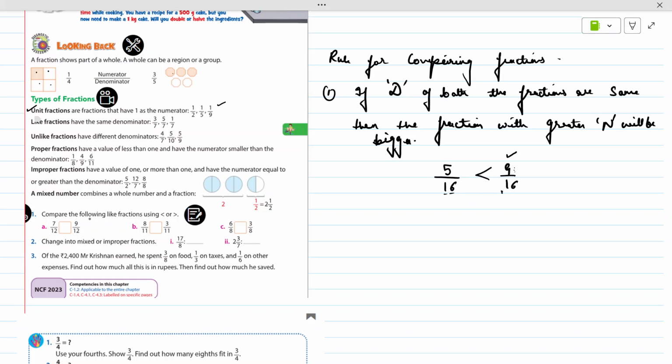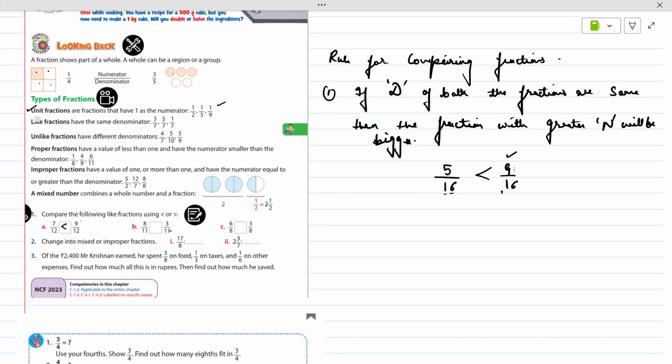Compare the following fractions using greater or less. So here we have got all like fractions. Like fraction means the denominator is the same. So 7 by 12 and 9 by 12. The denominator is the same, and now we have to see the numerator. So the fraction with the bigger numerator will be greater. So 9 by 12 will be greater than 7 by 12 because 9 is greater than 7.